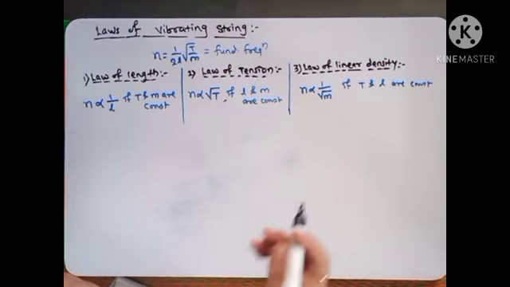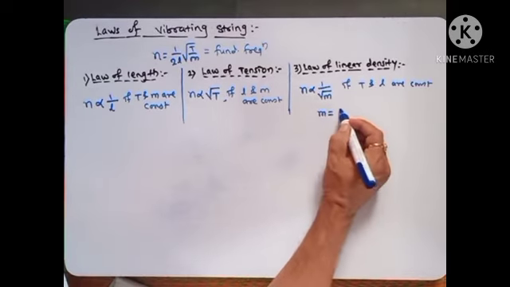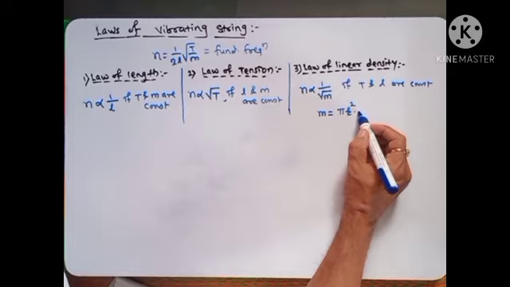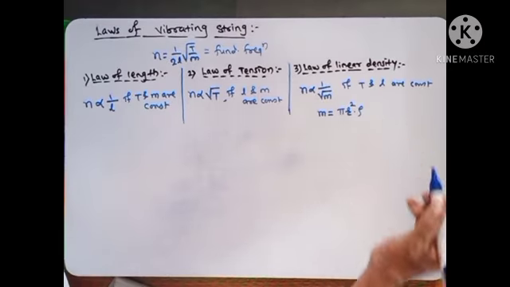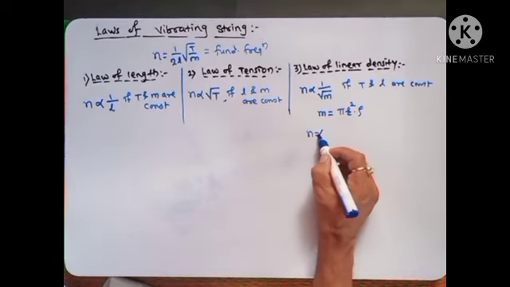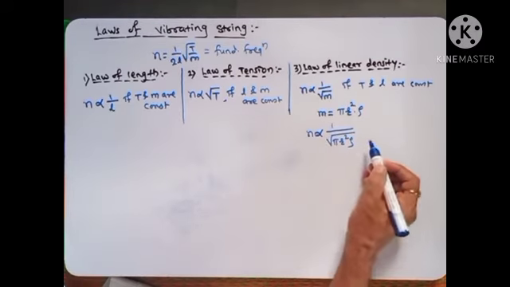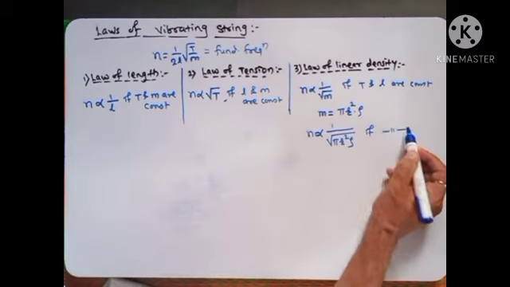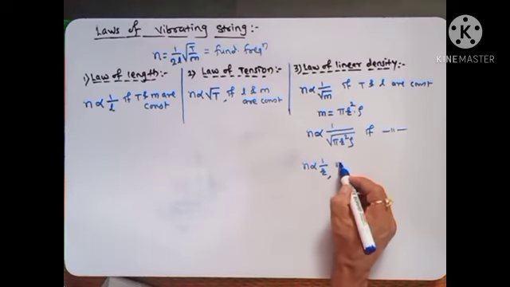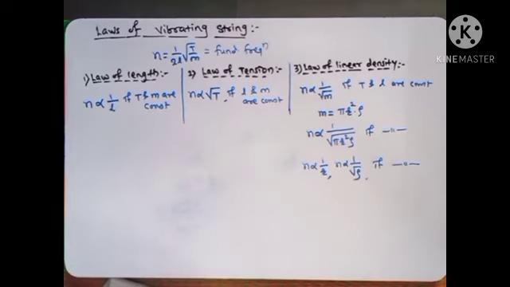Now see here, this law can be extended. Mass per unit length M can be written like this: pi r square, this is the area of cross section, into unit length, and suppose rho is the density of the material. Then N is proportional to 1 upon square root of pi r square rho, if T and L are constant. Or we can write N proportional to 1 upon r and N proportional to 1 upon root rho, if T and L are kept constant.